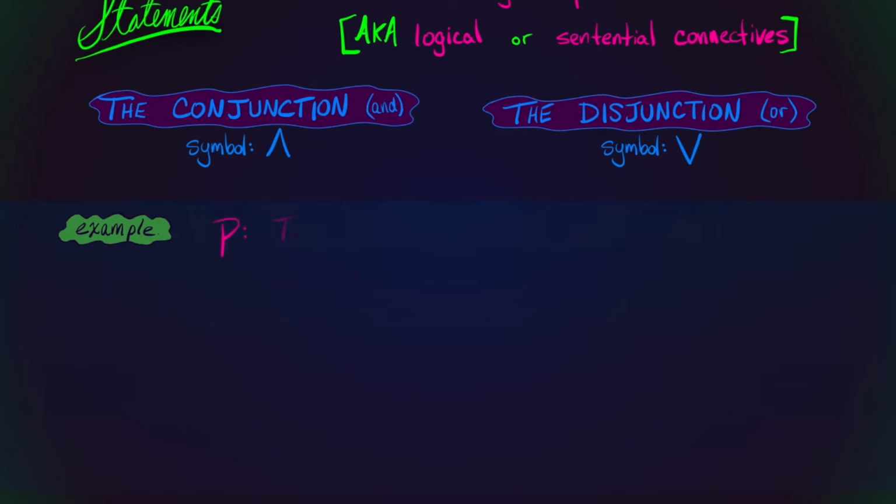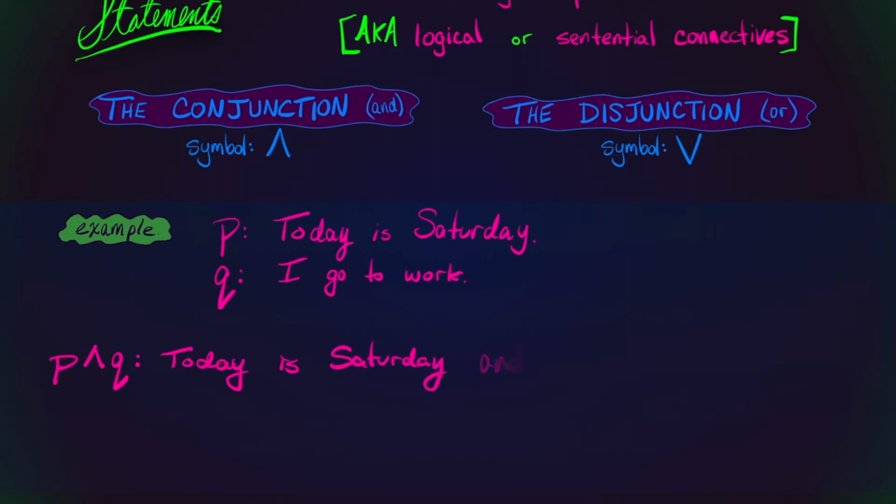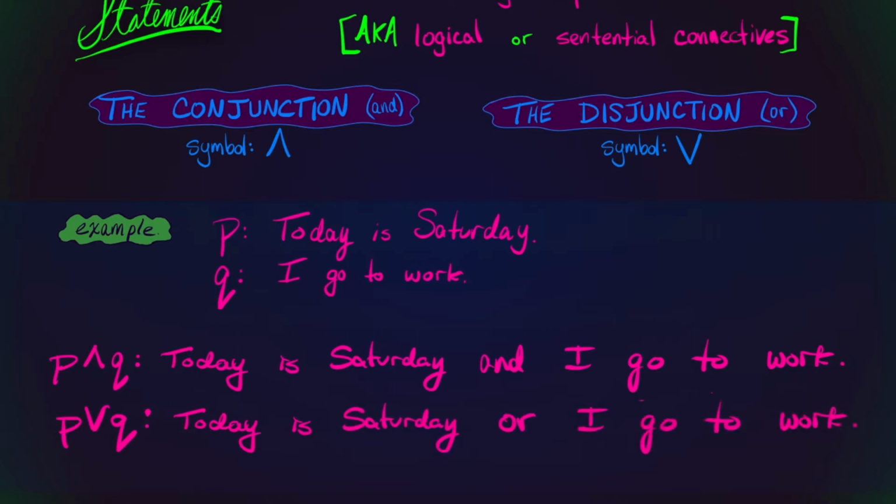So let's look at an example. Today is Saturday is P. I go to work is Q. And look at the symbols there. We have this sort of triangle without a bottom for and then we flip that upside down for or. So P and Q, today is Saturday and I go to work. P or Q would be today is Saturday or I go to work.